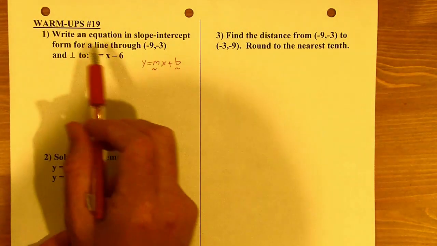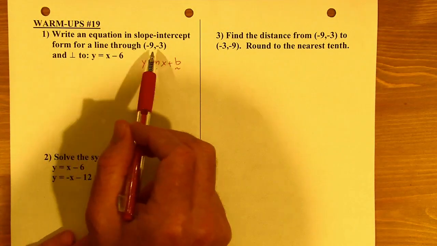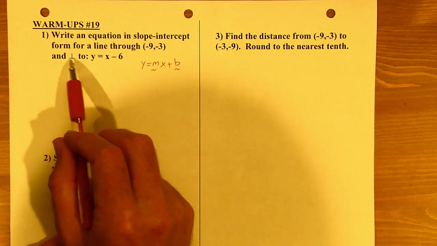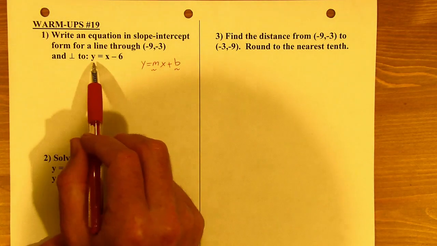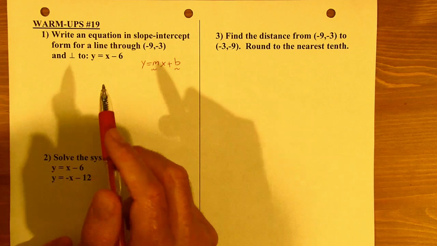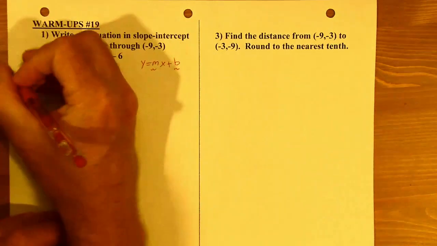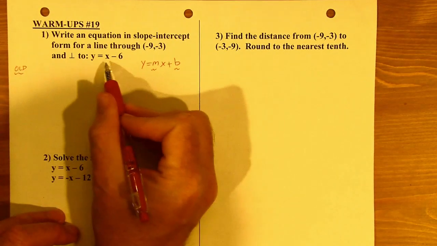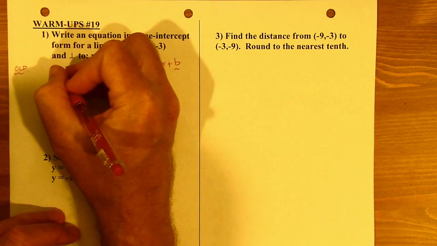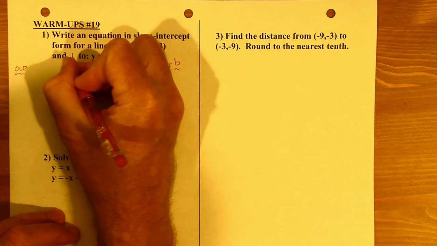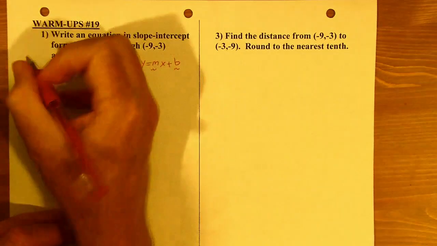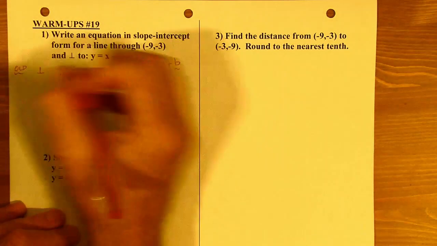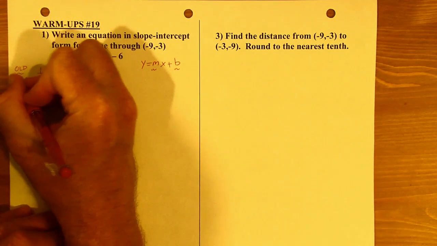So it's going to be for a line that goes through this point. So I've got a through point. And then it's going to be perpendicular to the line y equals x minus 6. Here's how I like to set these up. My old line, that's the one that's right here, okay? My new line is going to be the line that I'm actually writing the equation for, okay? And I know that these are perpendicular to each other, okay? So my old line is y equals x minus 6, okay?